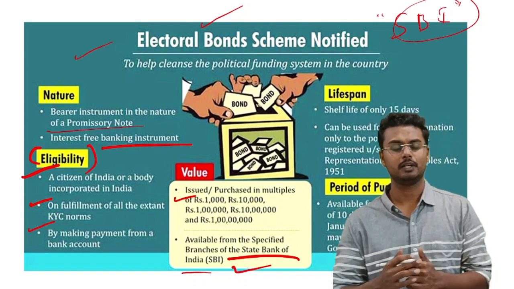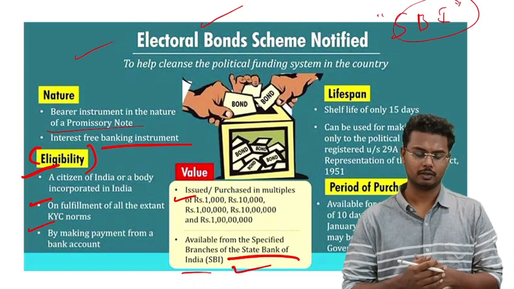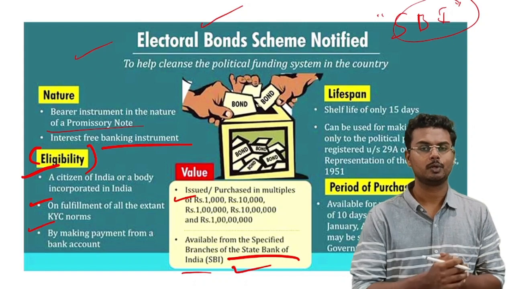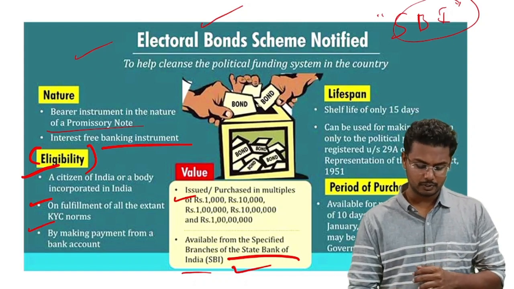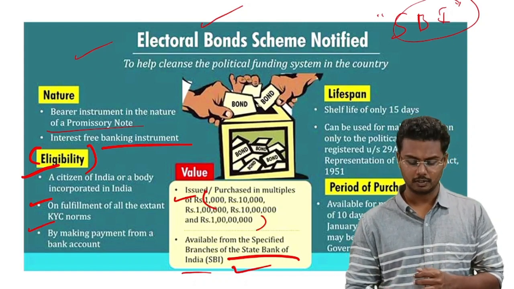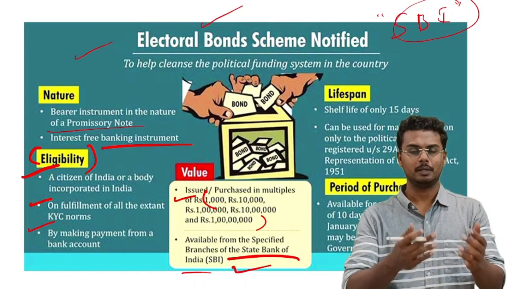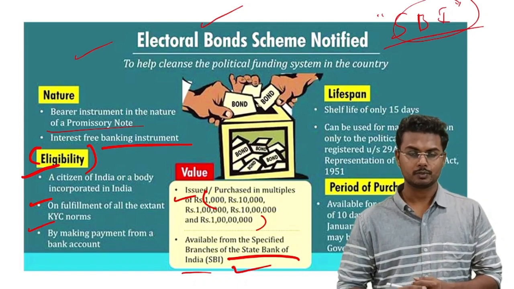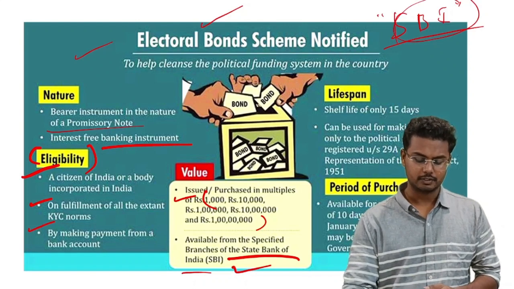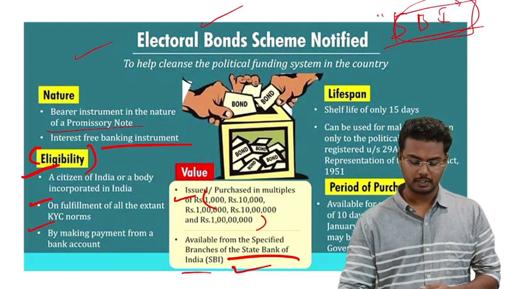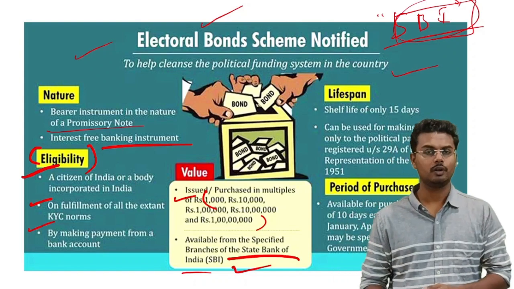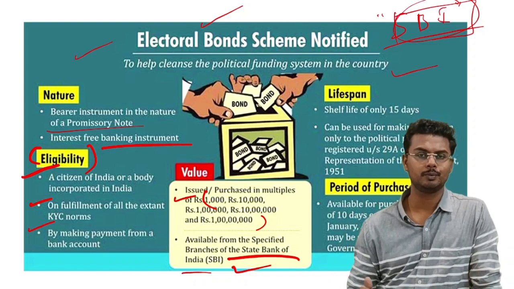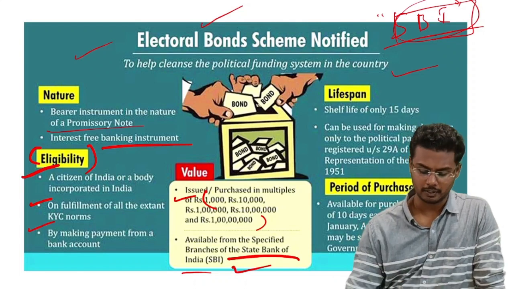A person who is willing to donate or contribute something to a political party can pay amounts in these denominations, buy a bond and submit it to the State Bank of India. So within 40 days, the concerned political party should be able to withdraw this amount. If not, that amount rests with the particular bank and it shall not go to the concerned political party.